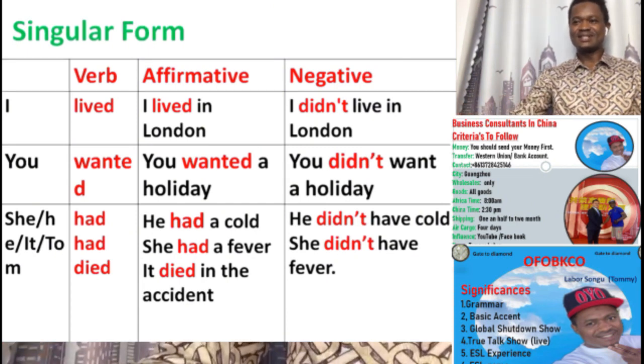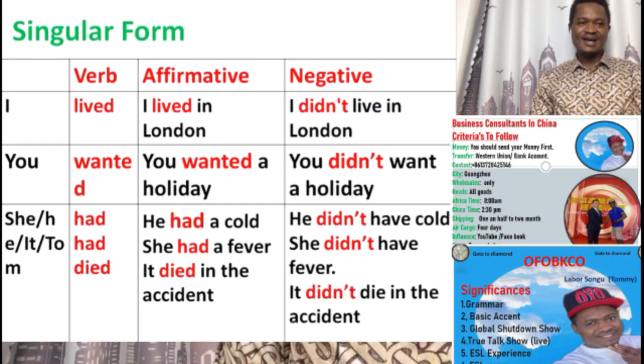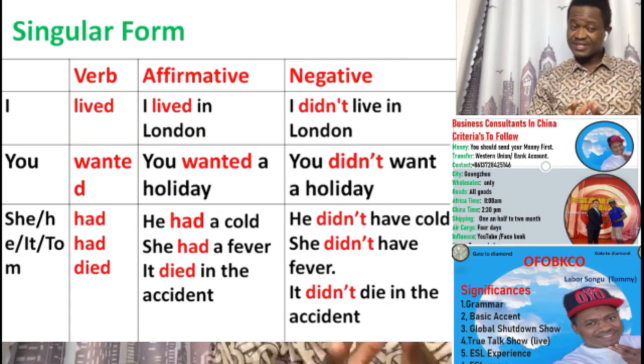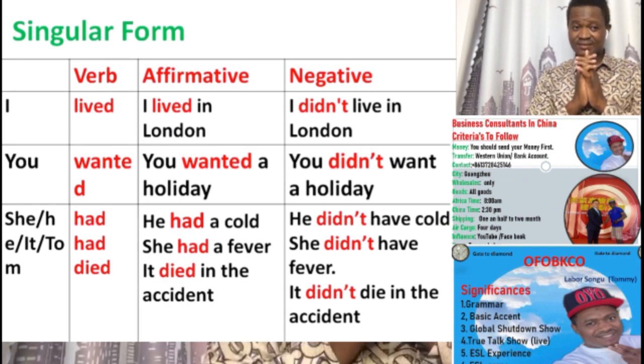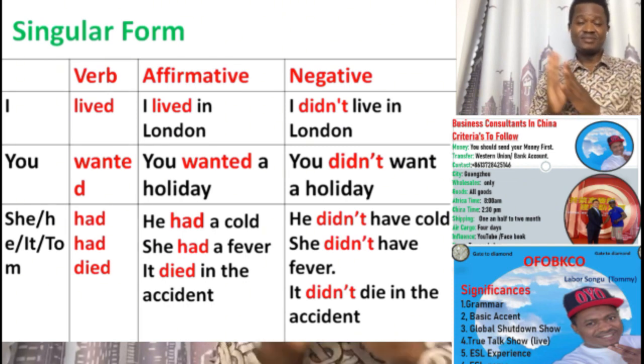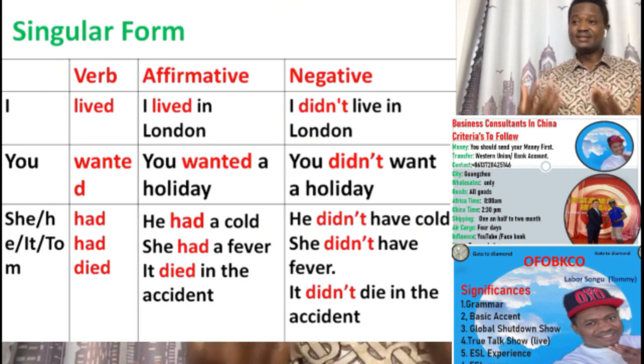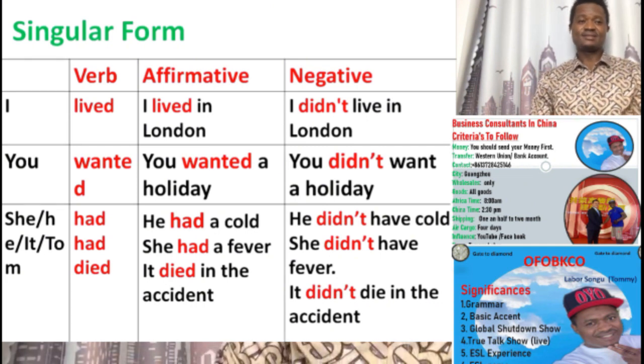Okay, guys, let's go to the next one. It didn't die in the accident. You've got to see how the verb here is die, in the base form, not in the V2 form. It didn't die in the accident. So, he didn't die in the accident.